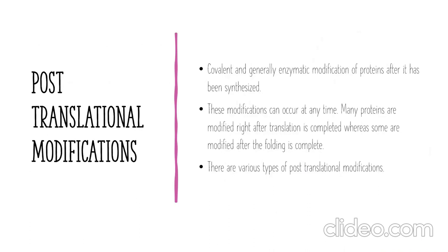We previously discussed protein folding and the different structures formed after folding. However, this protein may not be ready to carry out its function yet. There might be some additional modifications that need to be made to this protein before it can be functional. Some proteins, however, may also be modified right after translation is completed before the folding occurs. We'll be discussing some of the types of these modifications that proteins undergo so they can carry out their functions.